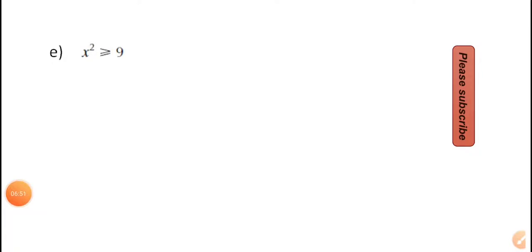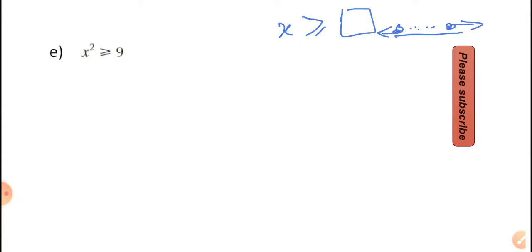Now to question E. Again, remember, because x is greater than or equal to something else, the answer will have two bits to it. One bit will go like this, and the other bit will go like this. This middle bit here will be missing. So let's jump into the question.